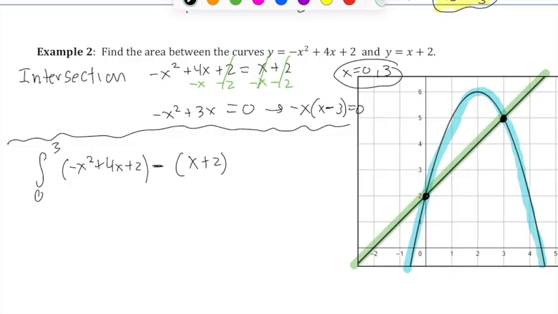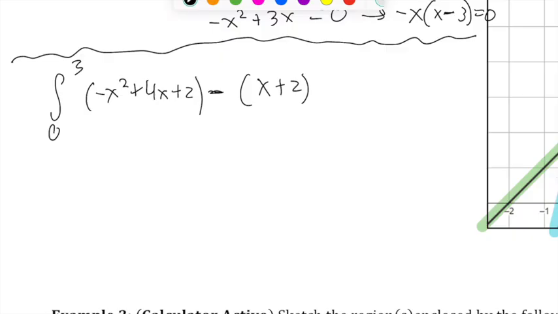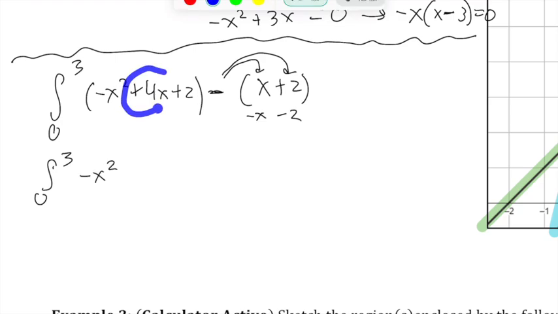So returning, we want to simplify this equation a little bit. So my negative is going to distribute to both of these terms. And so we have negative x squared. That's by itself. We're going to have 4x minus 1x, which is 3x. And then here we have 2 minus 2, which is 0. So now let's do the integral.